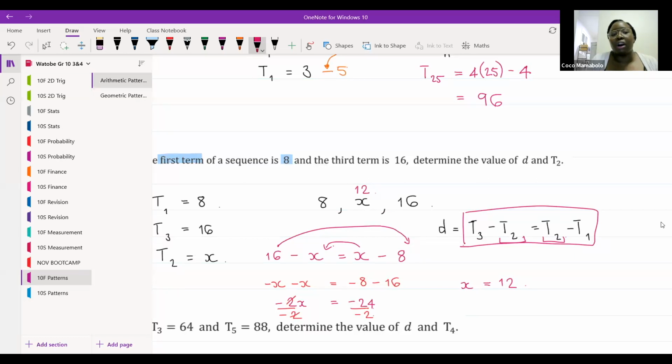So what will my common difference be equal to? What is my common difference here? Correct, Mfundo and Siamtanda and Elisha. Good. My common difference is 4.